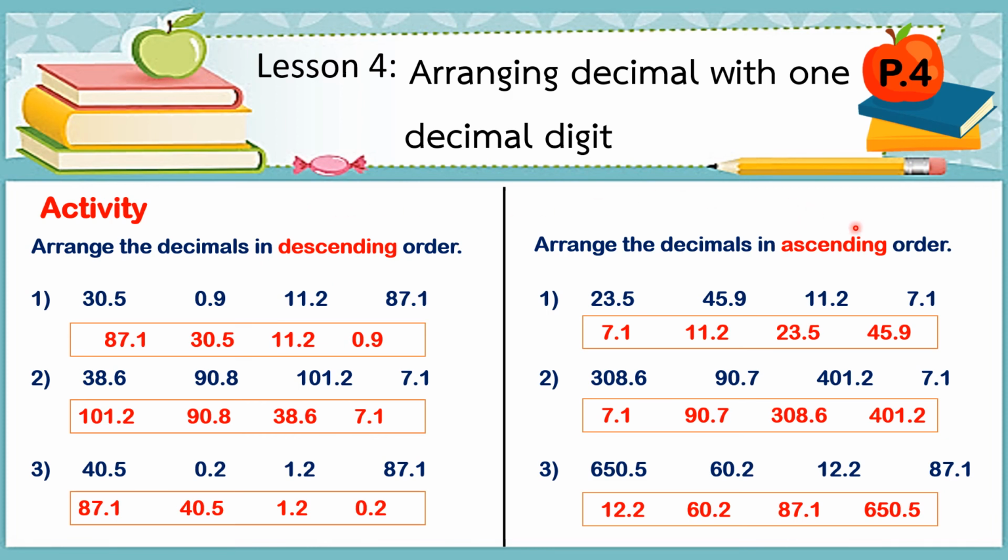Yes, when we say ascending, the number is arranged from small to big number. I'll repeat, from small to big number. And then descending is the number is arranged from big to small number. I'll repeat, the number is arranged from big to small number. So that is the difference between ascending and descending number. So I hope you understood the lesson, and it's time for you to do it in your book.